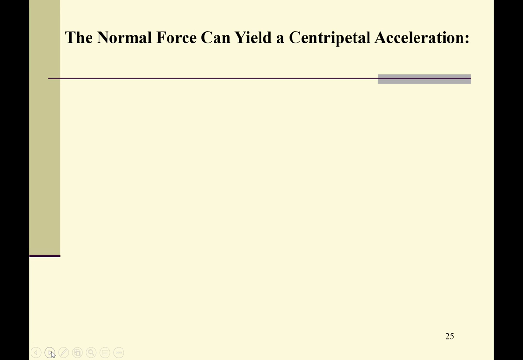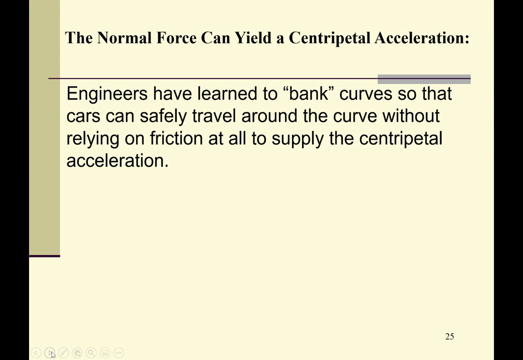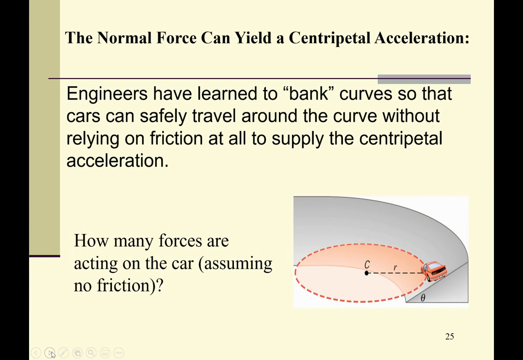So the normal force can yield a centripetal acceleration. Engineers have learned to bank the curves so that cars can safely travel around the curve without relying on friction at all to supply the centripetal acceleration. And you might be thinking, without relying on friction at all, how is that even possible? And that's what we're going to look at right now.